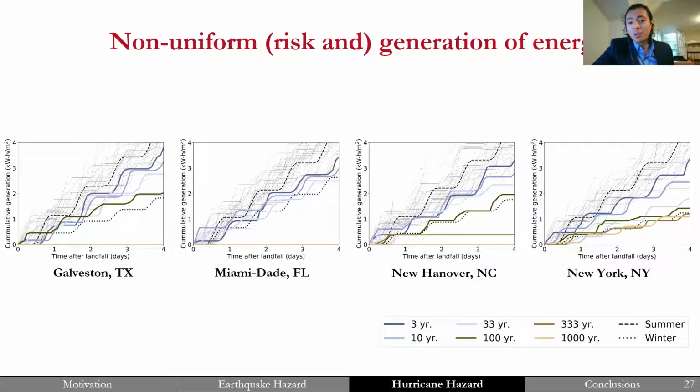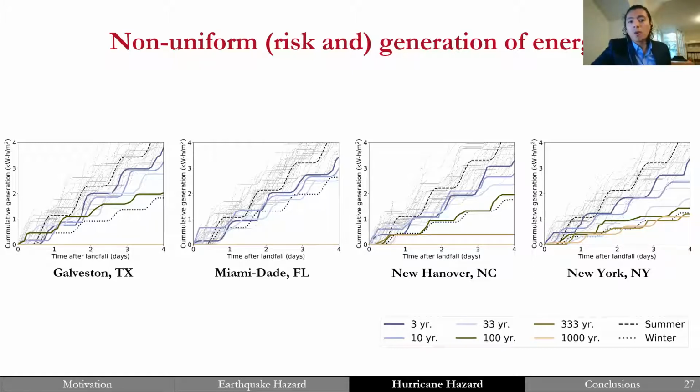The 1,000-year return period hurricane knocks down the solar panel in Galveston, Miami, and Hanover. In New York, things are a little bit better because the winds are a little bit lower. They don't have as much high risk of high winds as Florida, for example. But again, we are refining our fragility functions for solar panels, so this might change a bit.